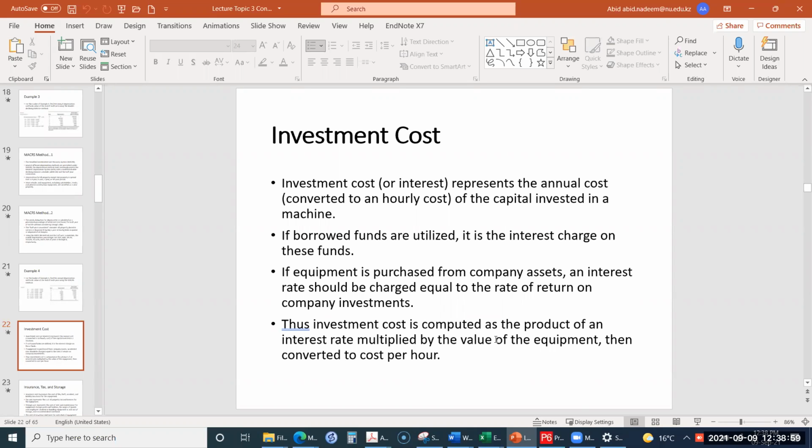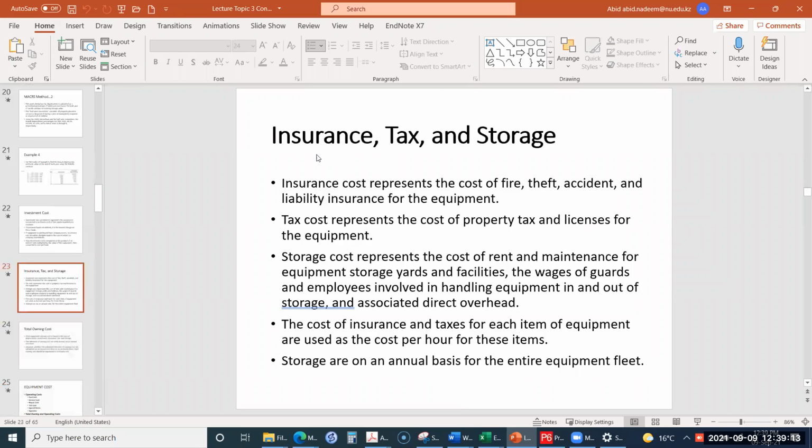Thus, the investment cost is computed as the product of an interest rate multiplied by the value of the equipment and then converted to the cost per hour. We will see this in one example later on. Additional costs are the insurance, tax, and storage.